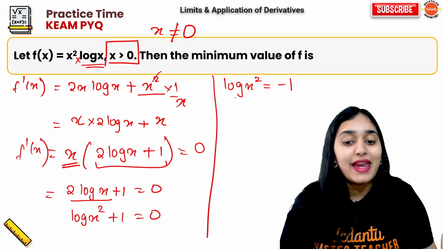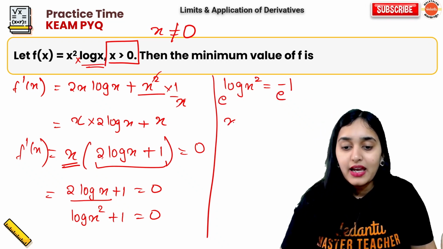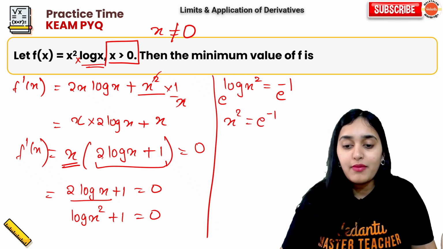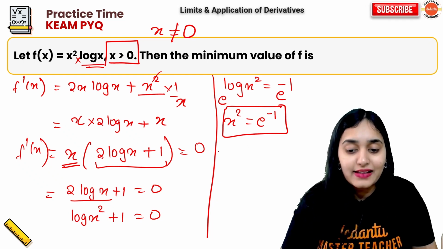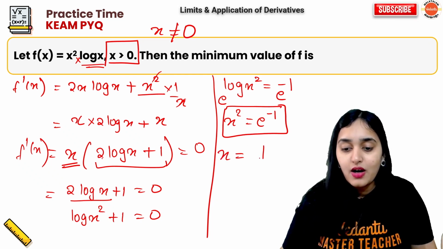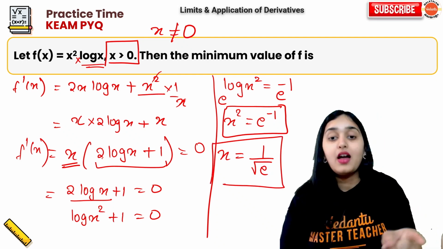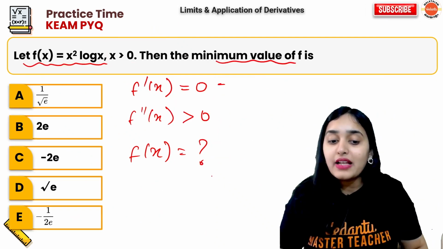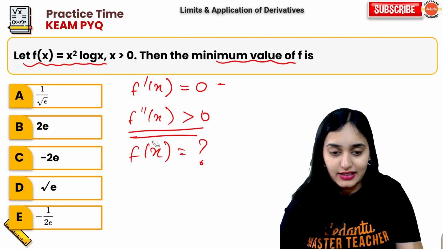Now we take base e on both the sides. So we get x square is e to the power minus 1. So this is the value of x. So we get x is basically 1 upon root over e. Now we need to find out whether f double dash of x is greater than 0 or less than 0. So let's check.